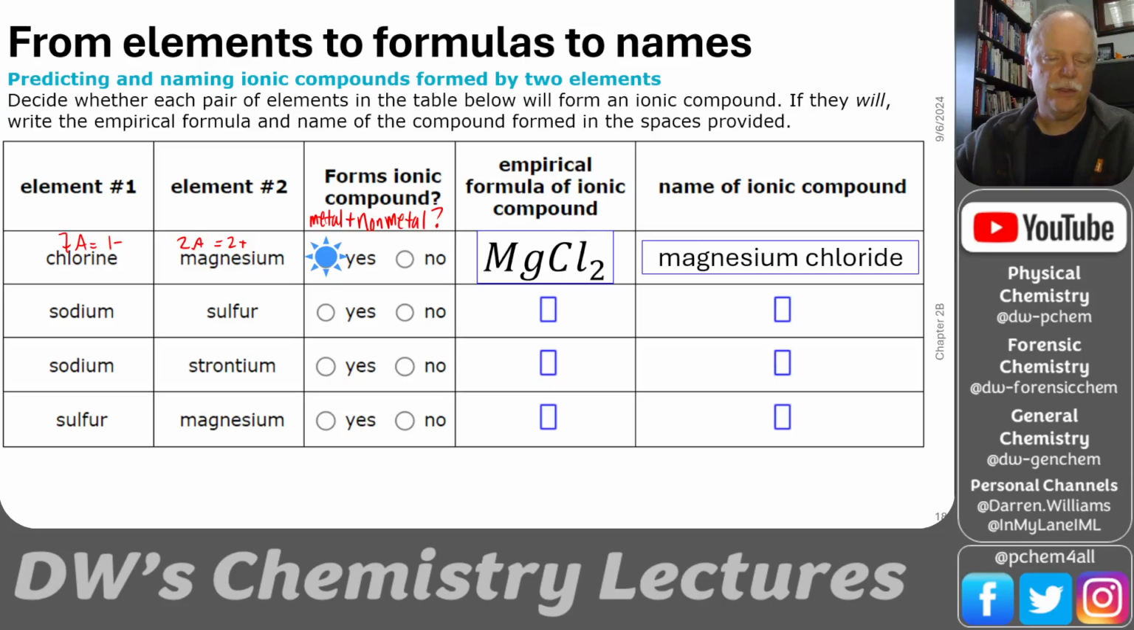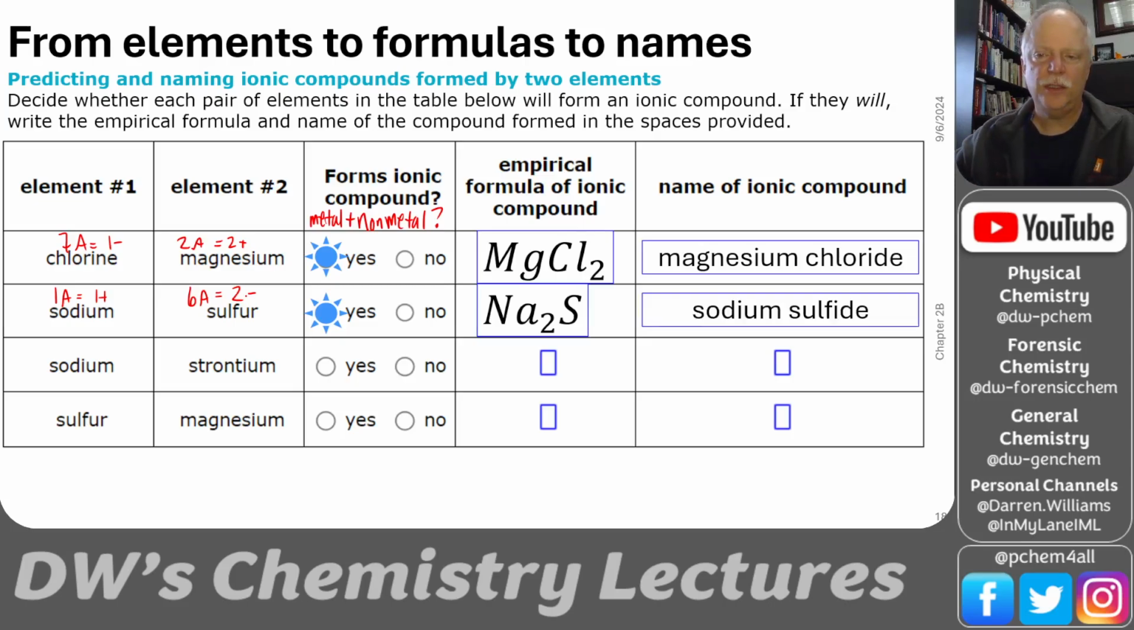Okay, so the next one, sodium is a metal, sulfur is a non-metal, so yes, that will form an ionic compound. Sodium is in group 1A, so that means it's a 1 plus charge. Sulfur is in group 6A, so that means it's going to be a 2 minus. So I need 2 sodiums, so it's going to be Na2S. And since sodium is in group 1A, we don't need any Roman numerals because it's always going to be a +1. So that's just going to be sodium sulfide.